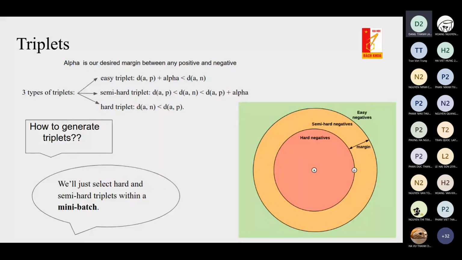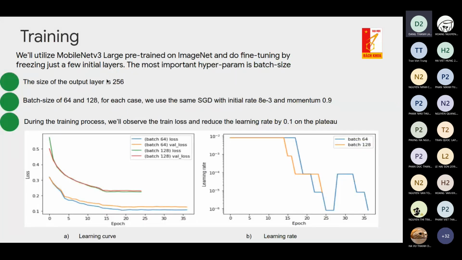For the training process, the first one is the architecture. There are a lot of architectures for classifying images, but we chose MobileNet v3, which is pre-trained on ImageNet, to be our main architecture for this embedding neural network. The reason is that it's very lightweight, as we have very low resources in Google Colab, with very small GPU and RAM. So we chose this as our architecture, and then we fine-tune the model.